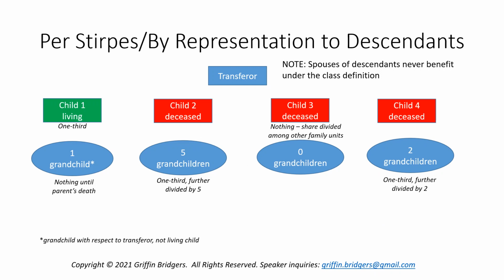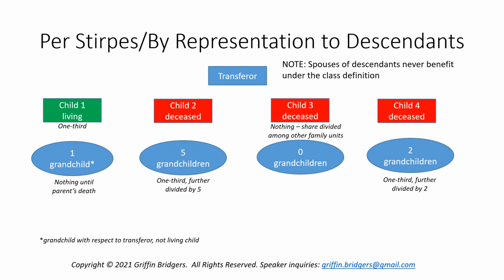So what happens is you have to break this down first by how many family units are represented here. In the case of child 3, who is deceased and has no grandchildren, there's no family unit there to give any property to. So essentially you have 3 family units: child 1, child 2, and child 4. Amongst all those family units, you take the property and divide it by 3, so that 1/3 as a share goes to each family unit.